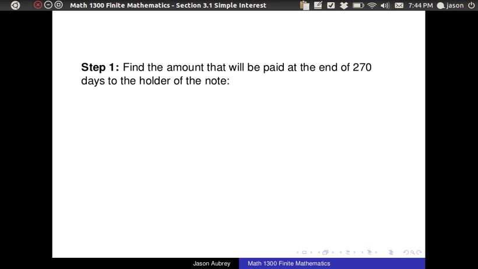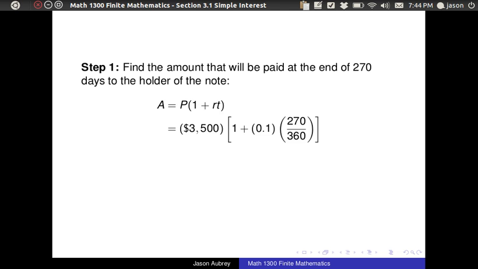Okay. So originally, how much would your friend have to pay you at the end of that 270 days? Well, A equals P times 1 plus RT. That's 3,500 times a quantity 1 plus 0.1 times 270 over 360. That comes to $3,762.50. Okay, so that's what your friend was going to have to pay you at the end of that 270 days.